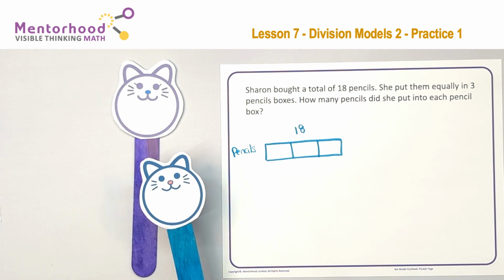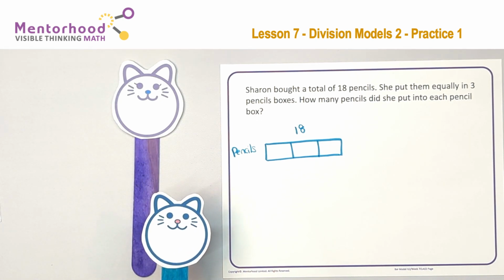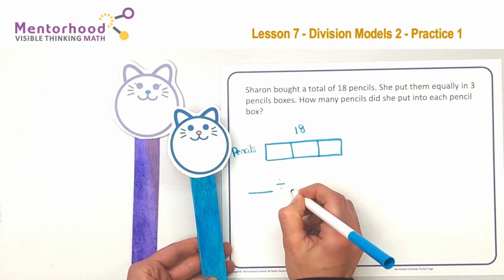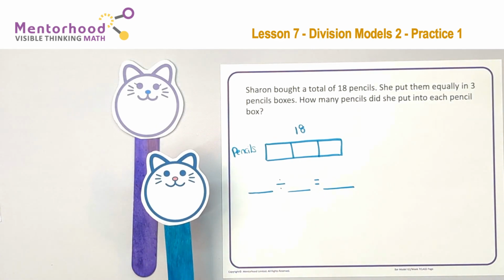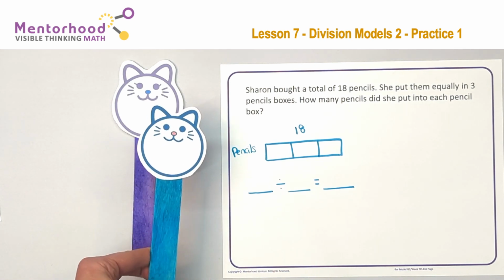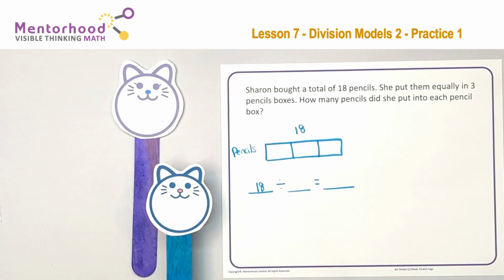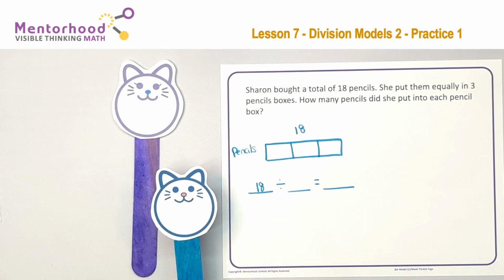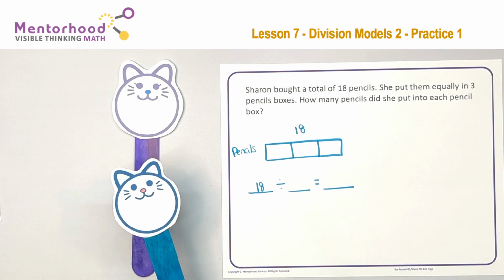So, what's my number sentence? It's going to be division. I'm going to take my total divided by the number I know, and that's going to give me my answer. So what's my total? How many pencils in total? 18, that's right. And what number do I know? The number of pencil boxes or the number of pencils in each box? Yeah, we don't know the number in each box yet, but we do know the number of boxes. 3.